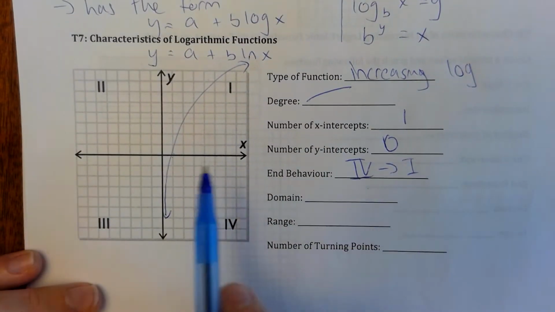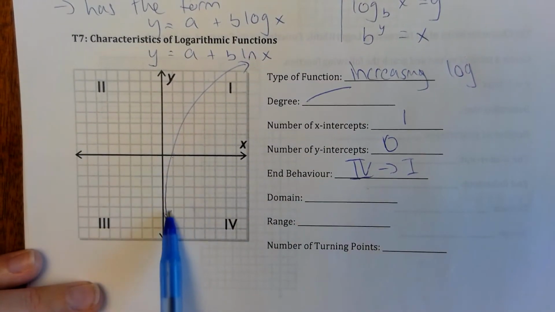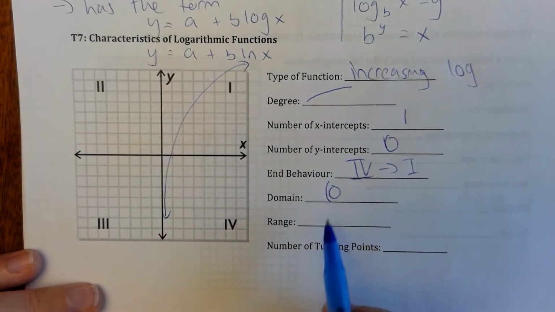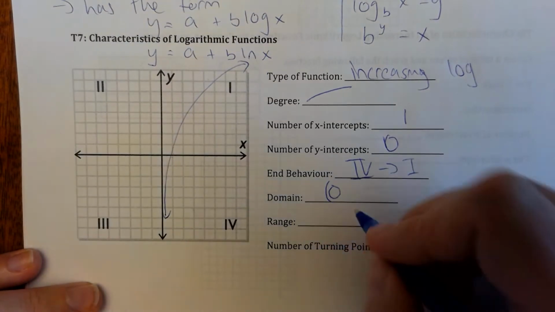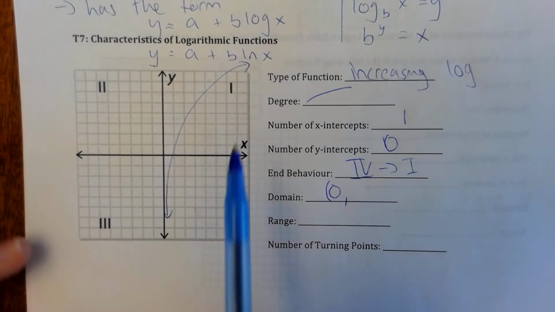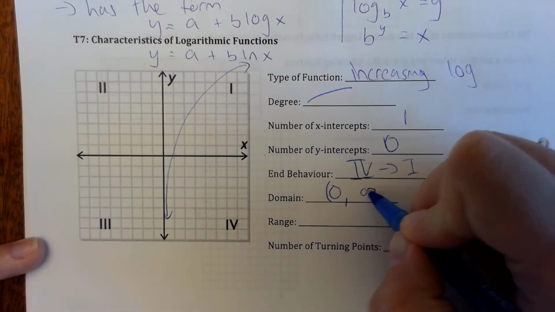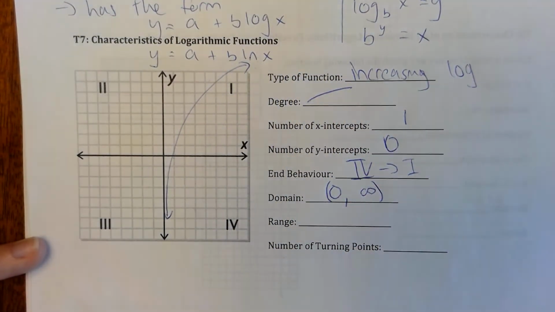Domain. All right, left to right again. Left, our smallest x value looks like it's going to be 0, but it's not going to touch 0, is it? It's going to get really, really close. So we use a round bracket. Then we say comma. Biggest x value. Well, we're going to the right forever, so infinity. Again, round bracket, because it's not really a value we can reach, right?